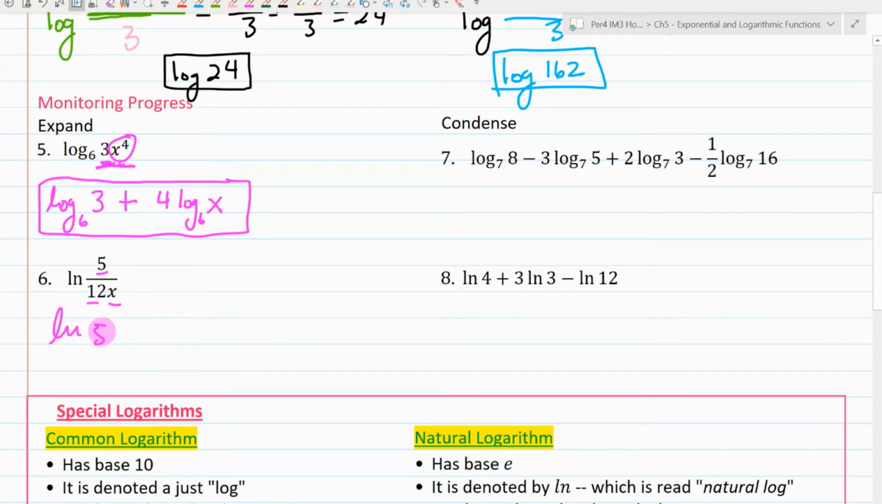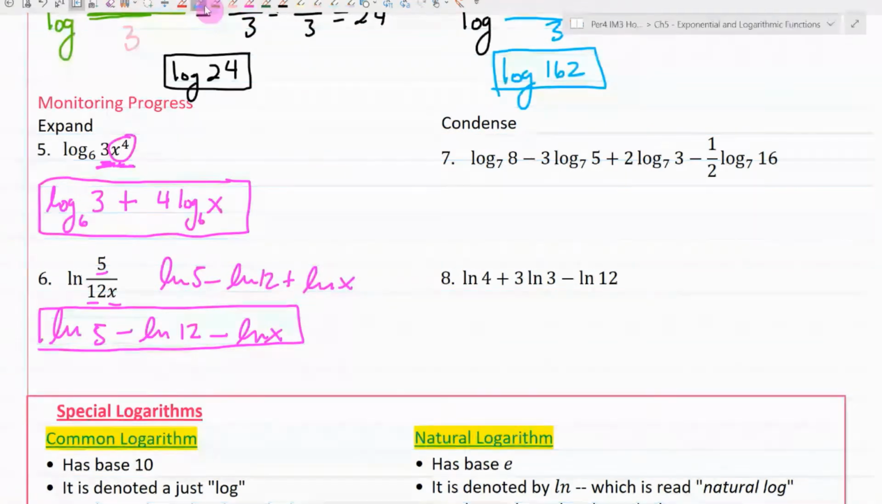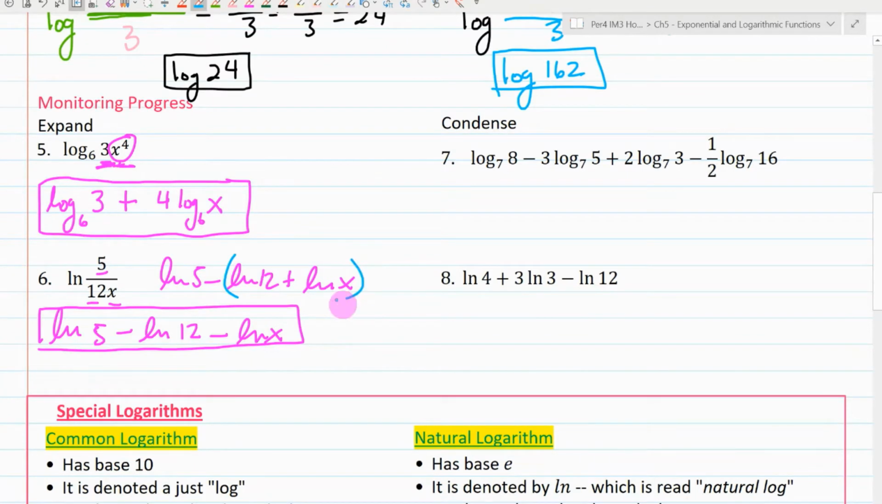So natural log of 5 minus the natural log of 12, and then minus natural log of x. Now you might get confused on this one because it is 12 times x. So some of you might have thought it was natural log of 5 minus natural log of 12 plus natural log of x, which it is if you put parentheses around those because they're both in the denominator.